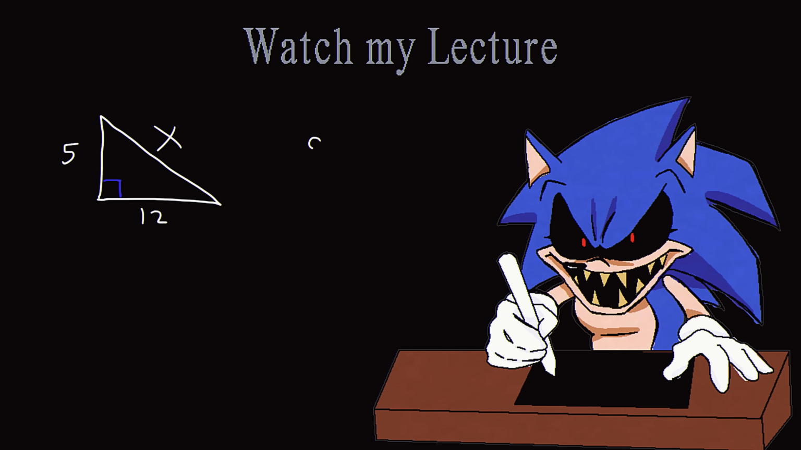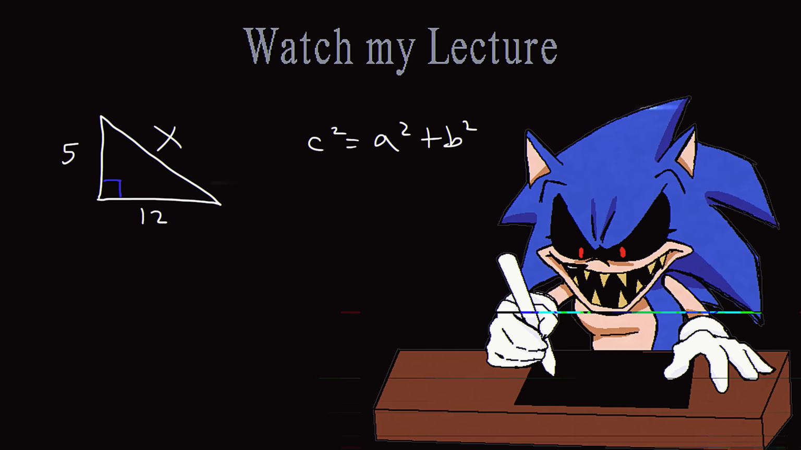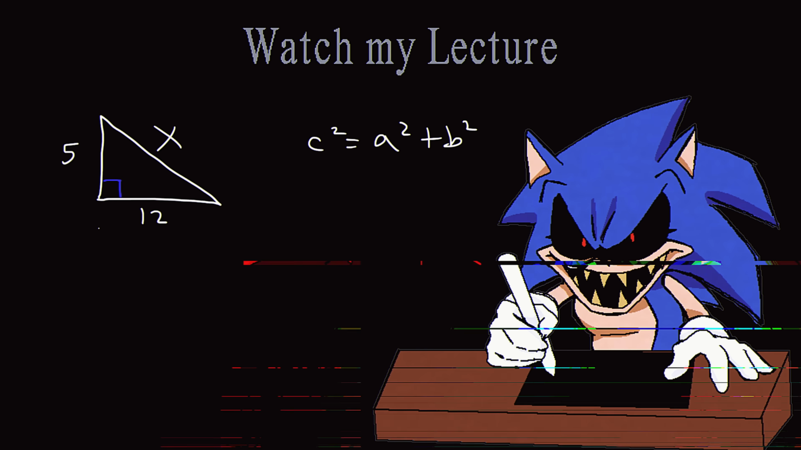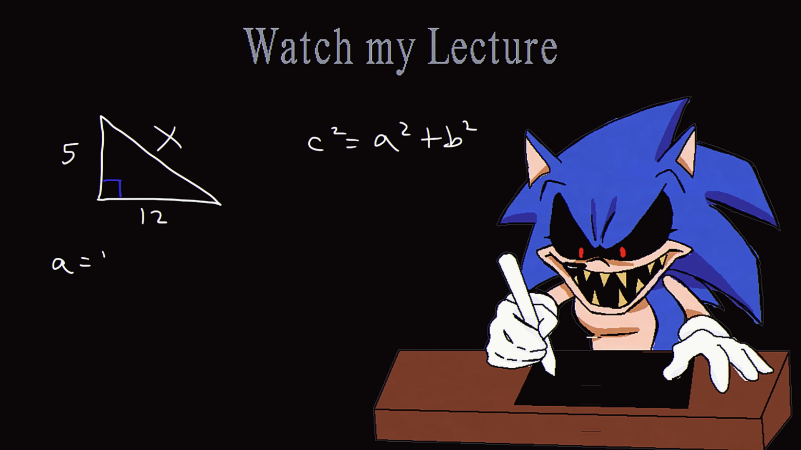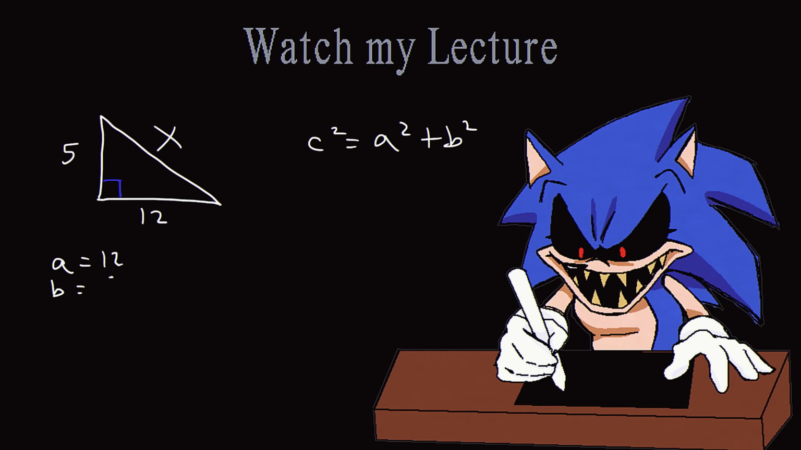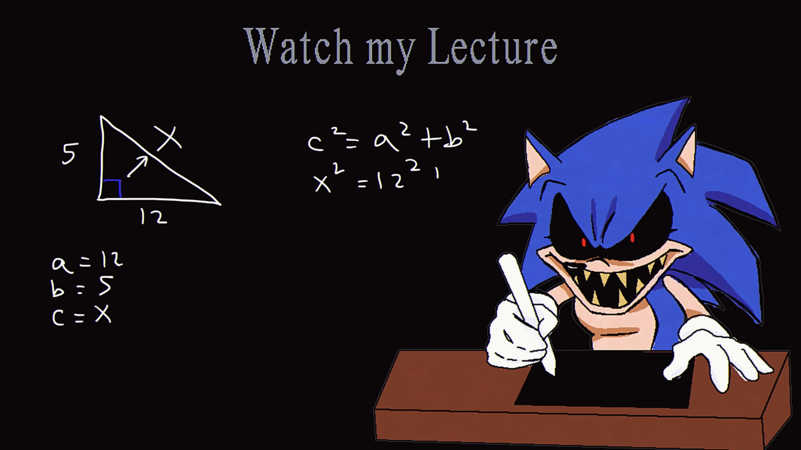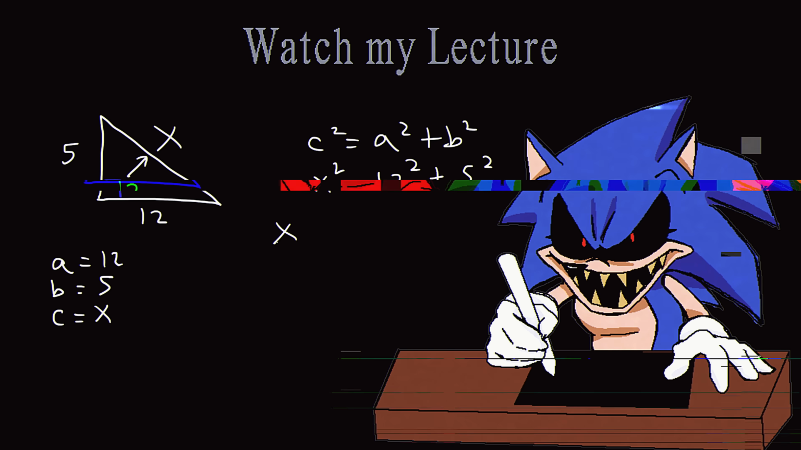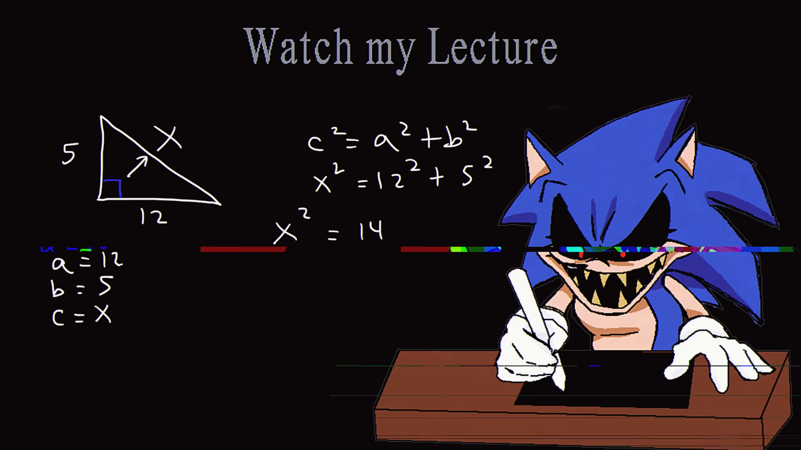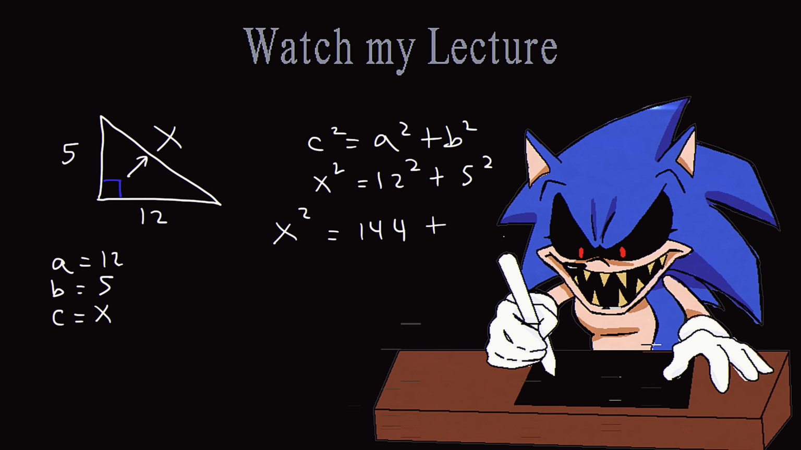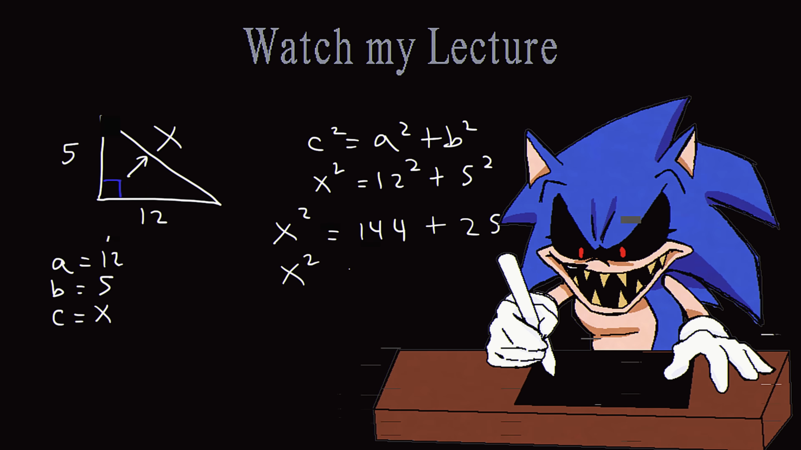So let's use the formula C squared is equal to A squared plus B squared. So A can be 5 or 12, it doesn't matter. So let's say we choose A to be 12 and B is 5. The hypotenuse C is across the box, which is x. So we have x squared is equal to 12 squared plus 5 squared. Now 12 times 12 is 144, and 5 squared is 25. 144 plus 25 is 169.